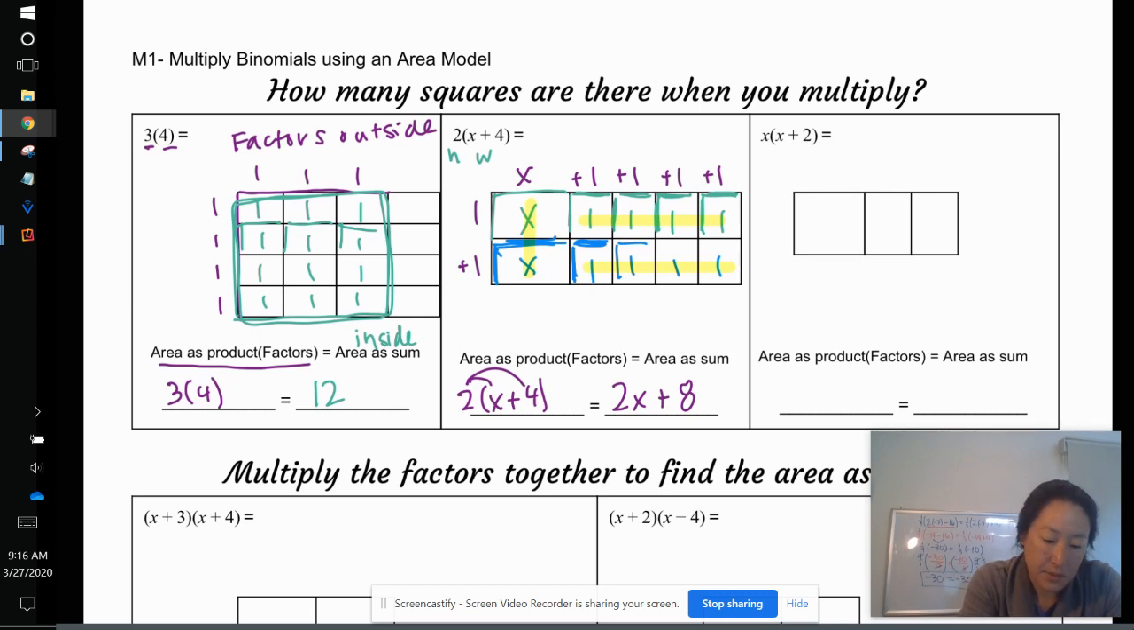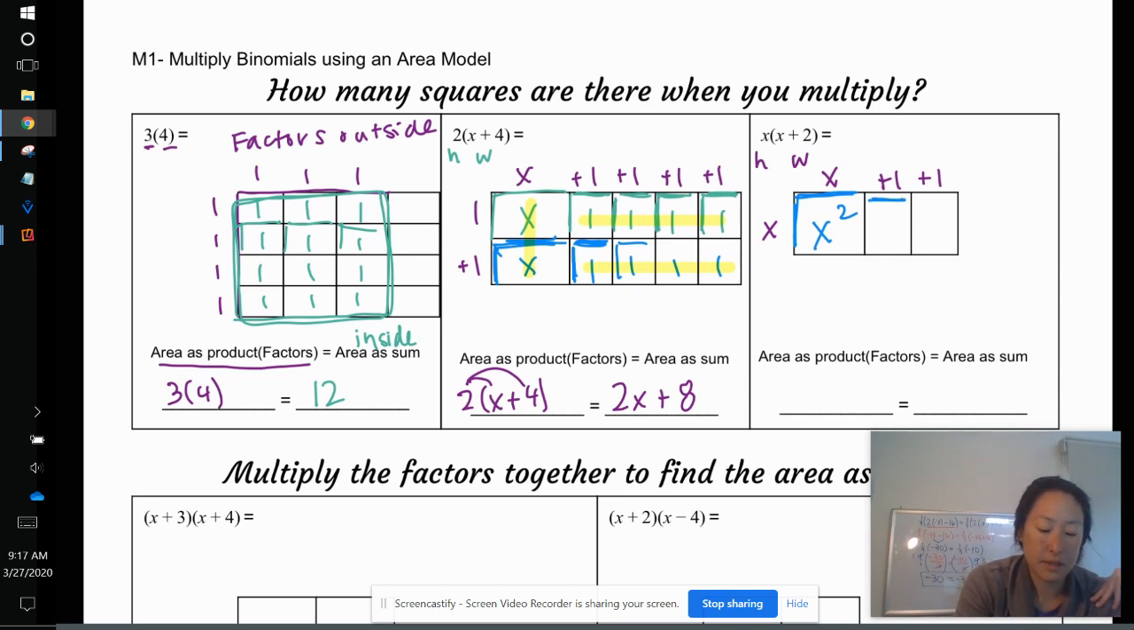Okay, all right, last one. We have our width and our height. It really doesn't matter which one is the width and which one is the height. I just wanted to match it for this model right here. Okay, so the width is x plus 1 plus 1, which is x plus 2. All right, the height is x. So in blue, what is the width of this square and the height of this square? x and x. So x times x gives me x squared.